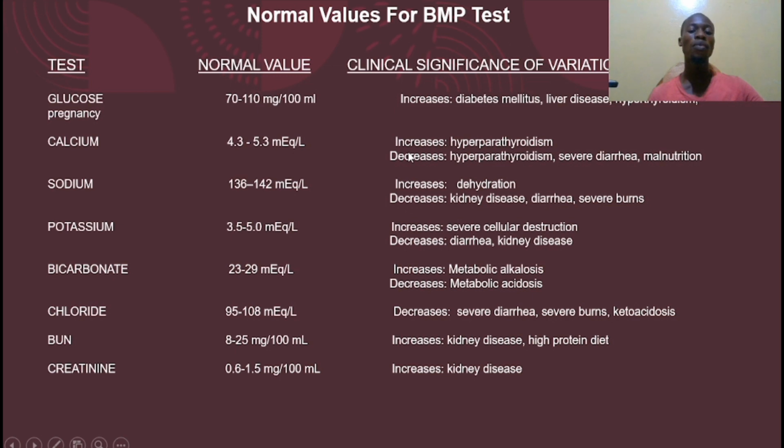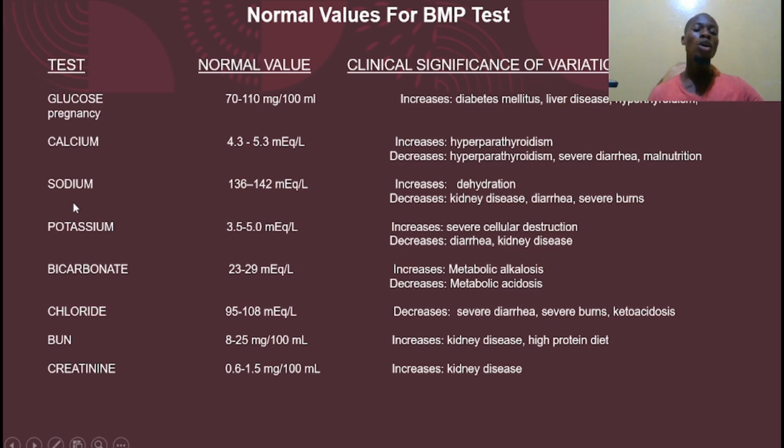And a high level of calcium will account for diseases such as hyperparathyroidism. So when there's a high level of calcium, it will account for that. And with a decreased level, you have hypoparathyroidism, and it will account for severe diarrhea and malnutrition.